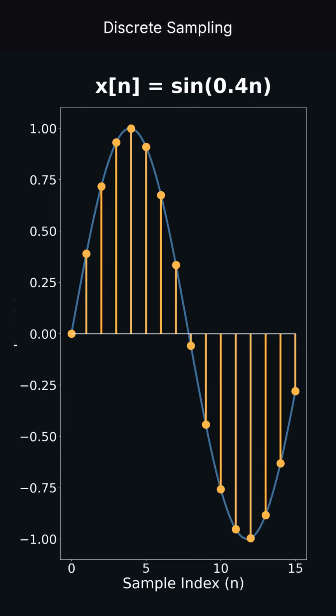Imagine tracing a continuous sine wave. If we only measure its height at specific, evenly spaced moments in time, we create what is known as a discrete signal. We write this discrete sequence as x of n.